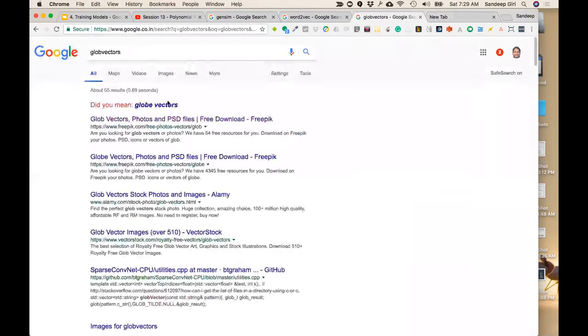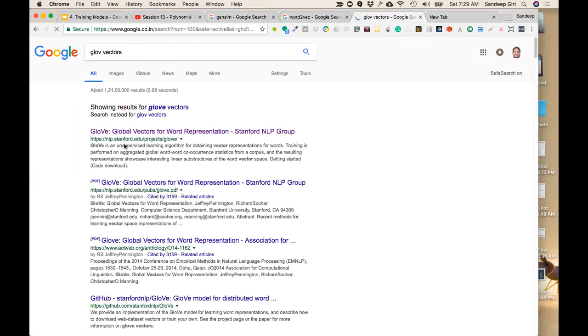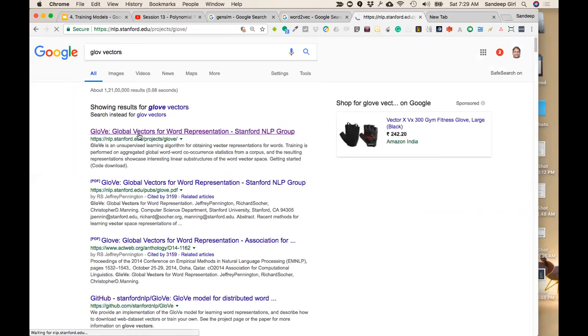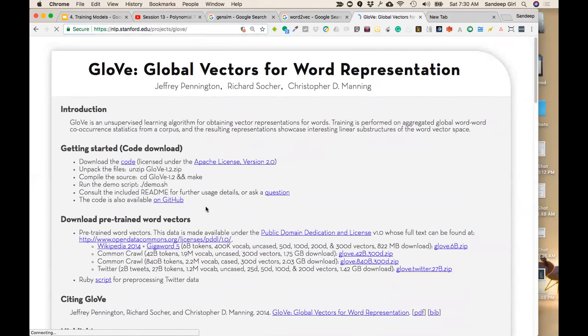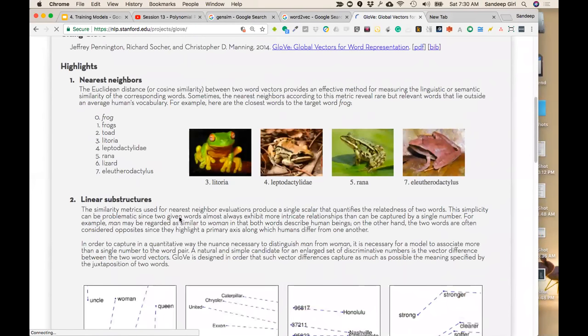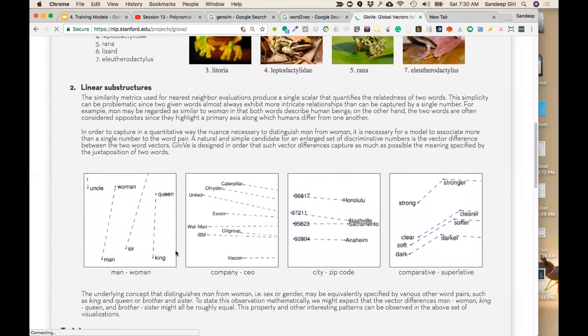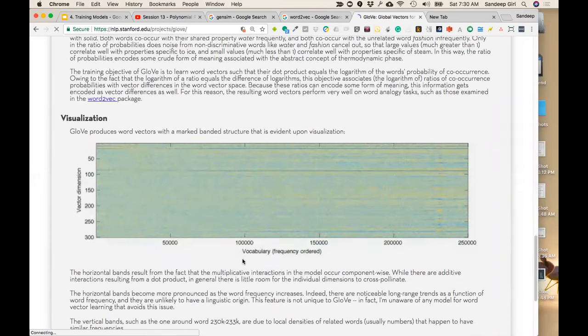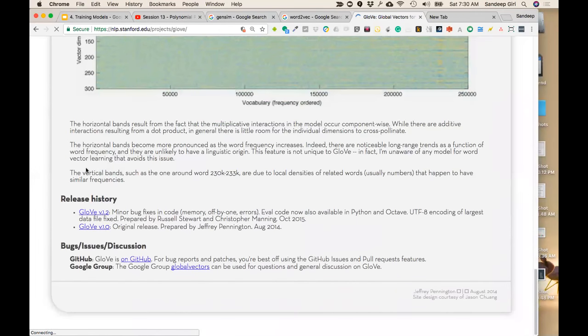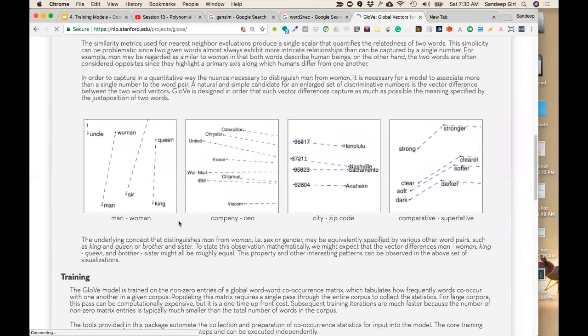So this is one. All right. So the GloVe vector, basically, what it does is, given various words, they have gone through Wikipedia and other text, and they have mapped each word to a set of numbers. So you could do a lot of fun with it.